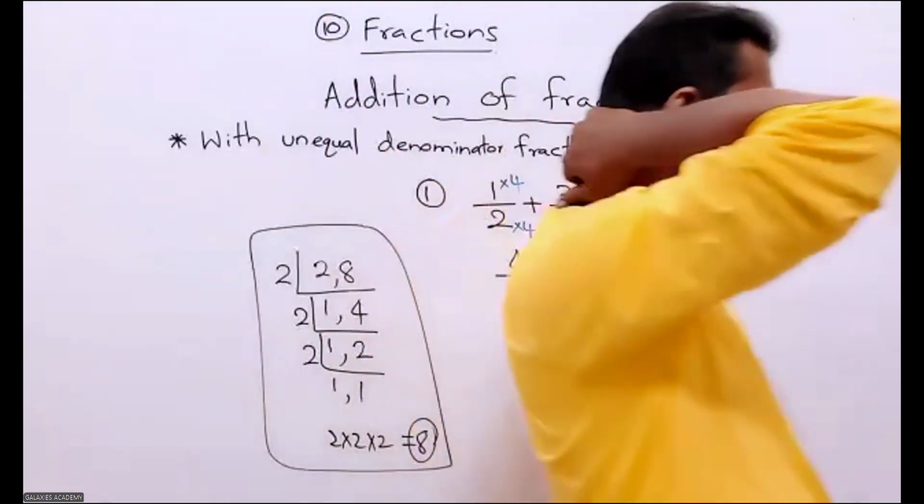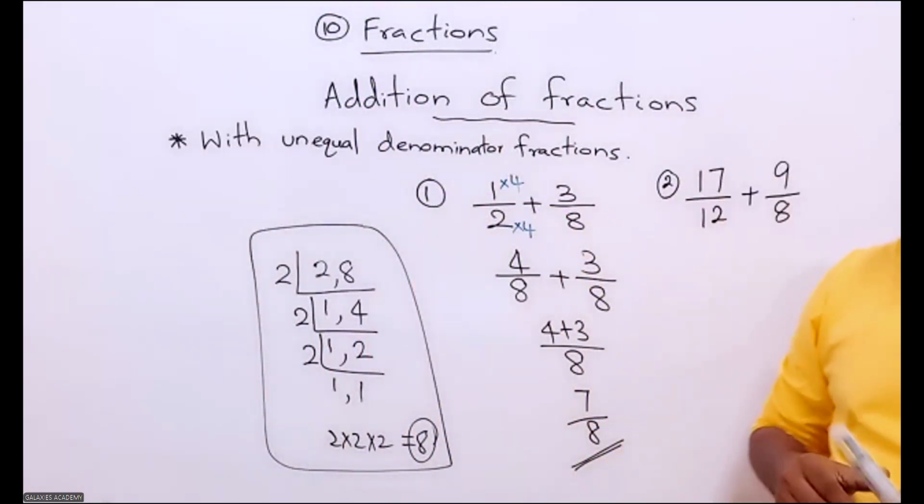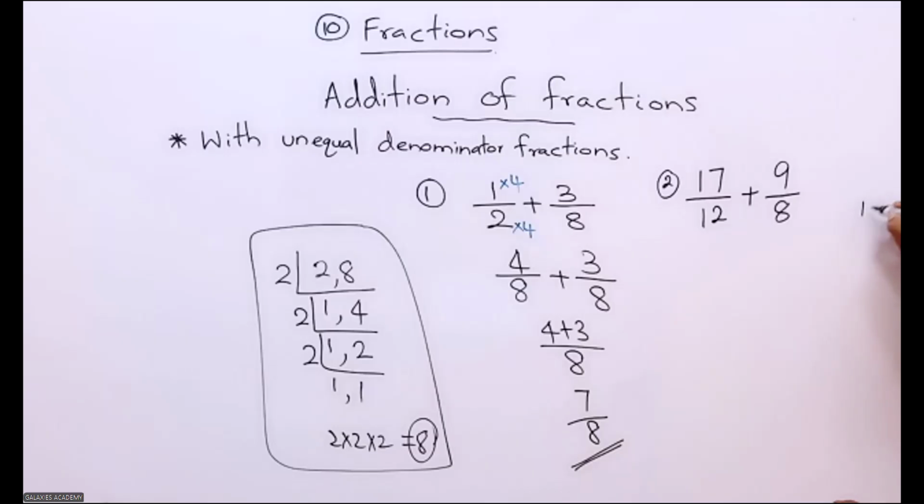Okay. 12 and 8, you have to divide by the prime numbers. First I can divide by 2. 12 divided by 2 is 6, 8 divided by 2 is 4. Also, we can divide by 2 again. 6 divided by 2 is 3, 4 divided by 2 is 2.